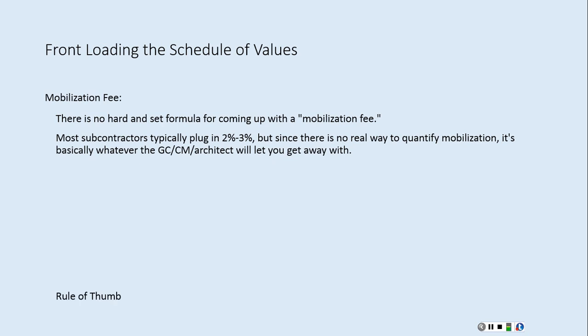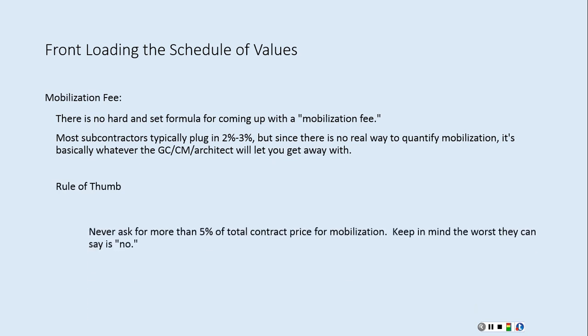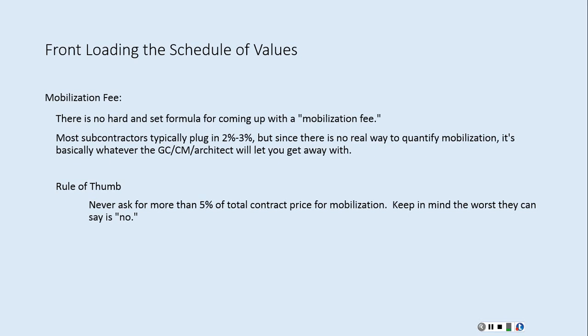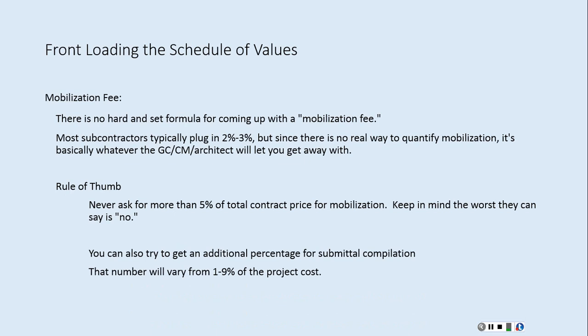So 2 to 3% is pretty common. A rule of thumb that I came up with from my mentors was never to ask for more than 5%. You can try to do that, and the range that you'll see is 1 to 9%, but 5% is pretty much not a problem to get.